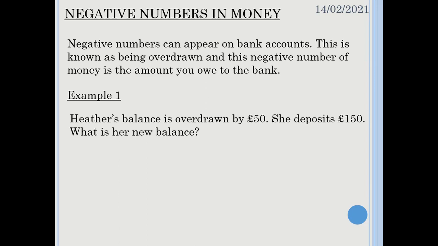Heather's balance is overdrawn by £50. She deposits £150. What is her new balance? So that is the equivalent of she's minus £50. She owes the bank £50. She's put in 150. So her new balance is £100. Negative 50, if you want to write it a bit nicer, negative 50 add 150.